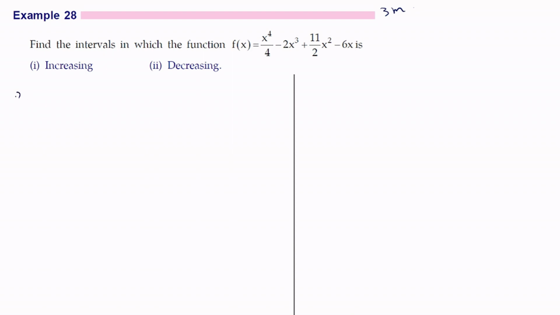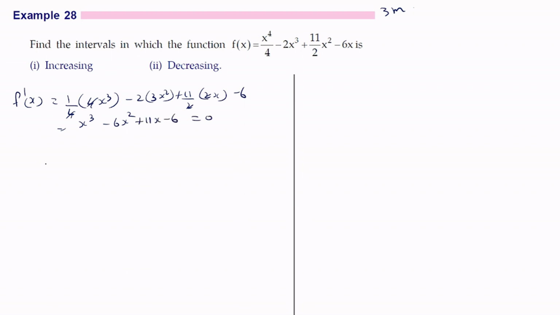So first let us find f dash of x. F dash of x is equal to 1 by 4 into 4x cube minus 2 into 3x square plus 11 by 2 into 2x minus 6. For the same question we have already found the critical points, but still let me find it again. So this is x cube minus 6x square plus 11x minus 6. This is equal to 0.